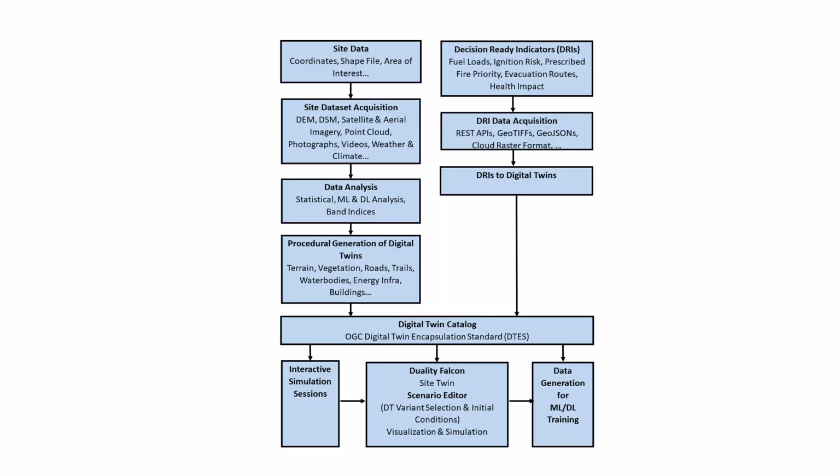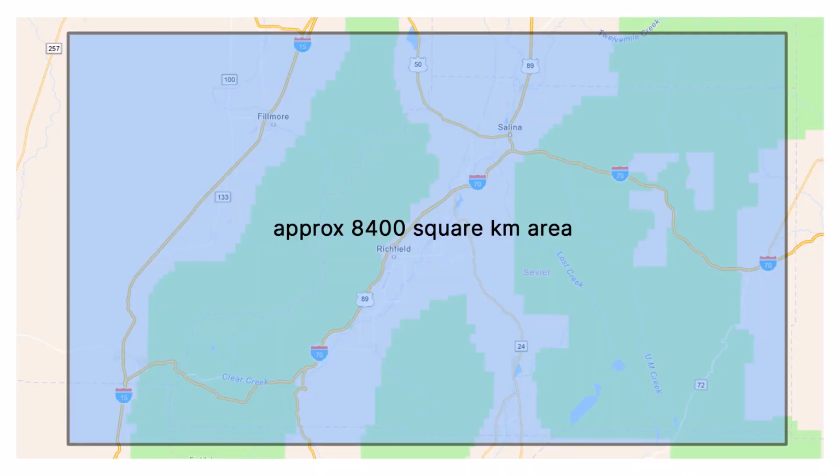This chart shows a quick overview of the system. On the left is the creation of the site twin, and on the right the import of the DRIs. Both are converted into digital twins in our catalog and then added to a scenario that is run by our Falcon simulation engine. First, we start with creating the digital twin of the site.